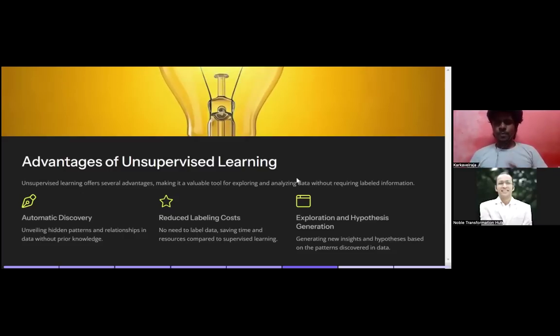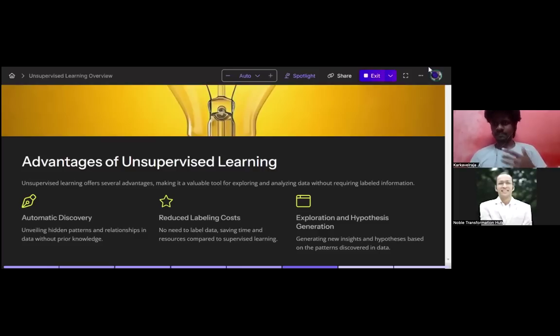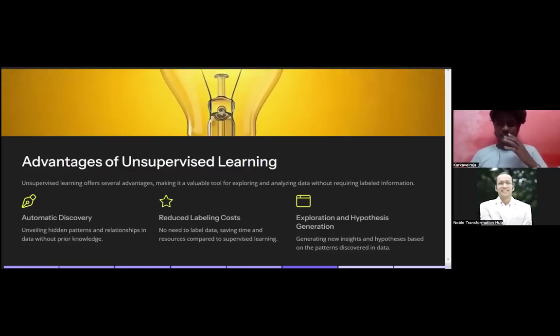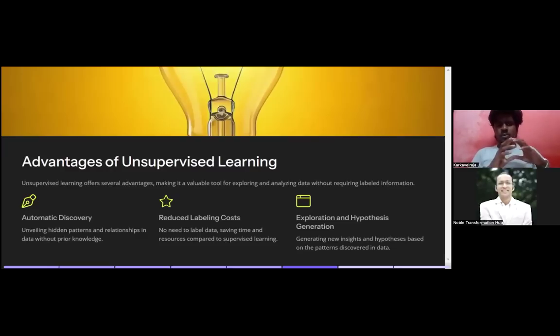Then exploration and hypothesis generation: generating new insights and hypotheses based on the patterns discovered in data. This exploration and hypothesis generation is made easier by using unsupervised learning. So what is the basic advantage of unsupervised learning? We don't need to give labeled data to the model, due to which everything becomes automatic, and the time and computational cost is very much reduced when compared to supervised learning. So these are the advantages of unsupervised learning.